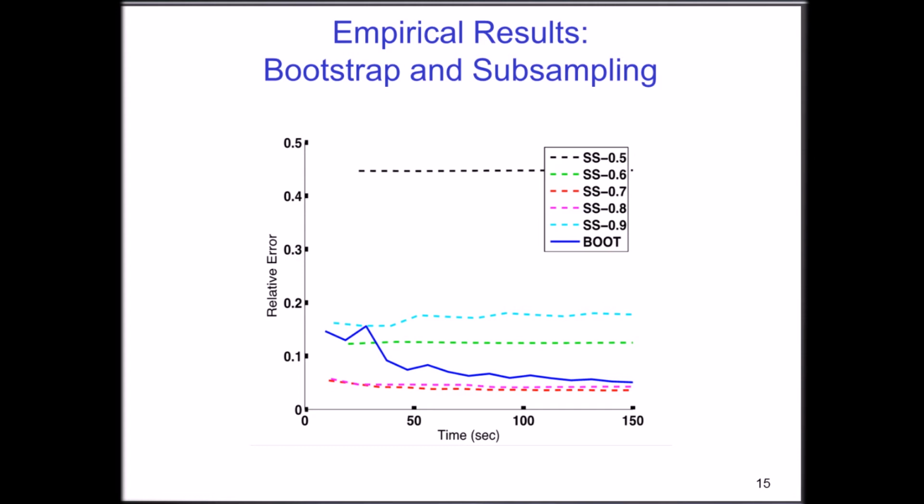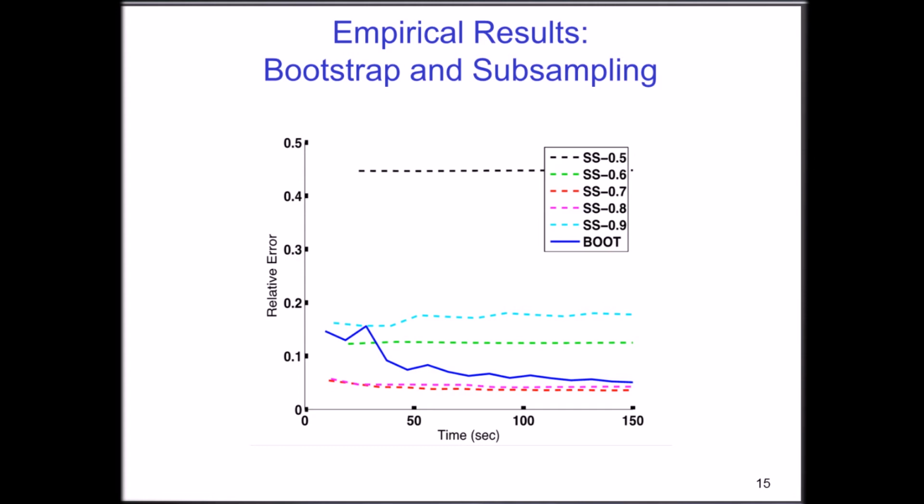On the x-axis, we have time, and that's really important for us. This isn't the number of subsamples. This is time, because that's what we really care about. We ask how long it takes to get a reasonable confidence interval. That's what our industrial partners cared about. So we have time on the x-axis and relative error on the y-axis. The bootstrap is the blue curve there. It comes down relatively quickly and stabilizes.